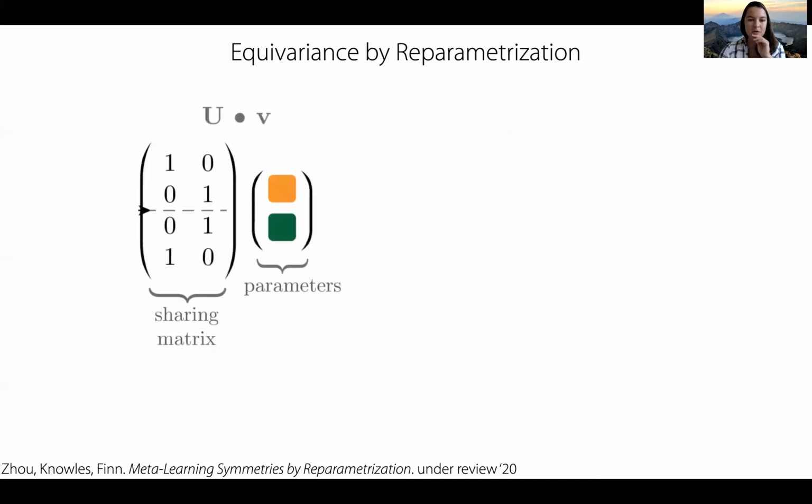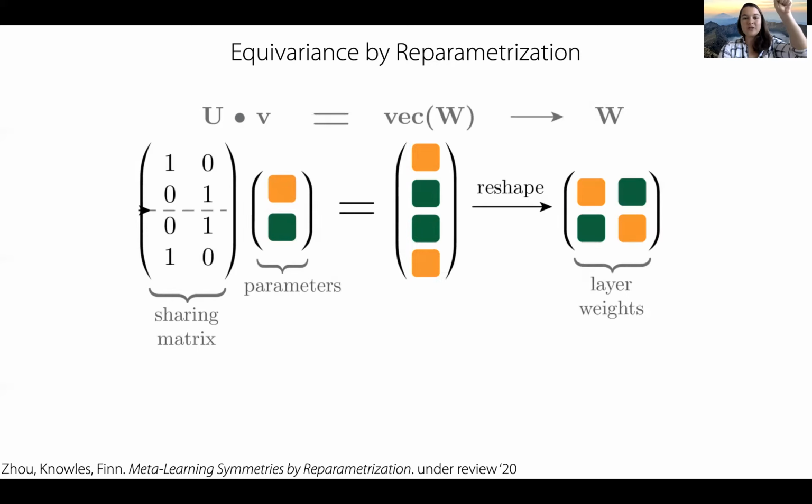In particular, we're going to reparameterize the weight matrix of a neural network as follows. We're going to have a set of parameters, for example A, B, and C in the previous example. We'll take these vector parameters and multiply them by what we'll call a sharing matrix. The result of this matrix-vector multiplication will be another vector, and we'll take that vector of weights and reshape it into the weights of a fully connected neural network.